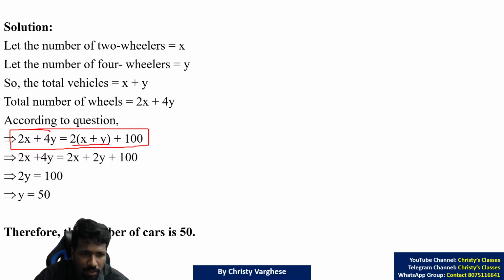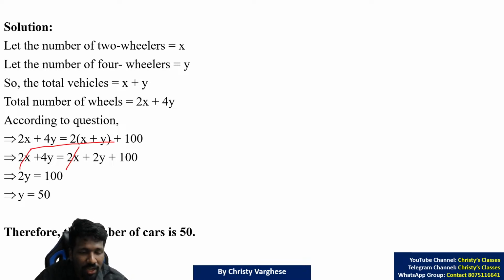2 into X plus Y means 2X plus 2Y. 2X and 2X cancel. That is why, even though two variables are there, one equation was enough, because the X variable will cancel. That is how the question is framed. If the question is not framed this way, you cannot solve it. Like, instead of 2, if it was 3, this question cannot be solved. Now don't ask me how to solve that question. For that question, the data is insufficient. Either the question should be changed, or the options should be something else.